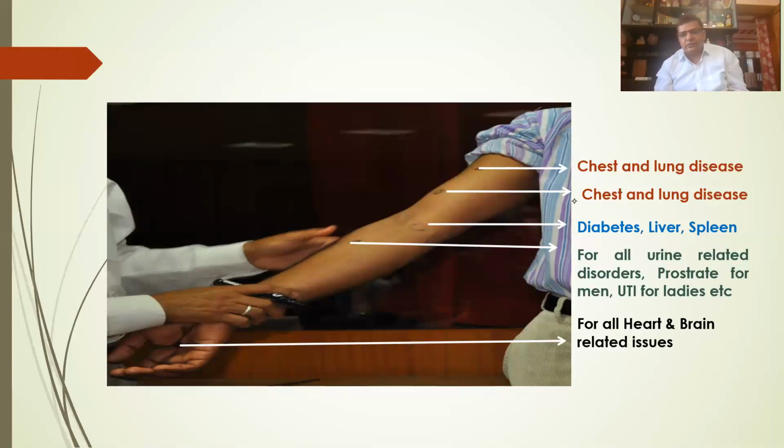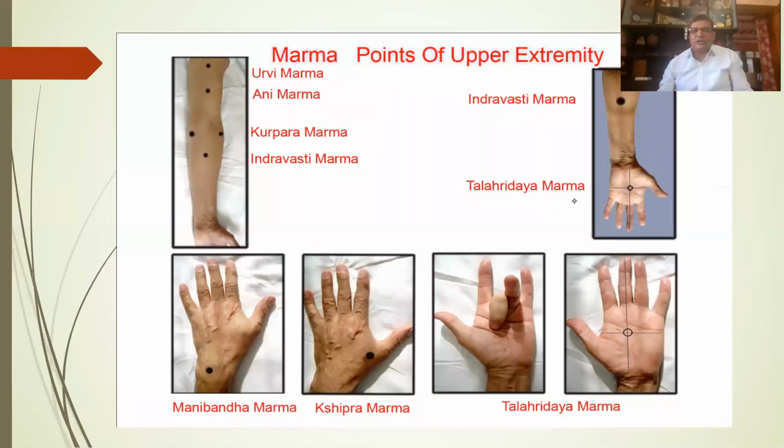And now I give you the identification of another Marma point. Just rotate your middle finger in this way and find a point which is known as the Talahridaya Marma. By stimulating this Talahridaya Marma, blood pressure is managed. How? Another way is to draw an imaginary line from here and cut it from here, and you will find this Marma point known as the Talahridaya Marma. This is very effective for all heart and brain related issues. I already explained that it is very important for controlling blood pressure.